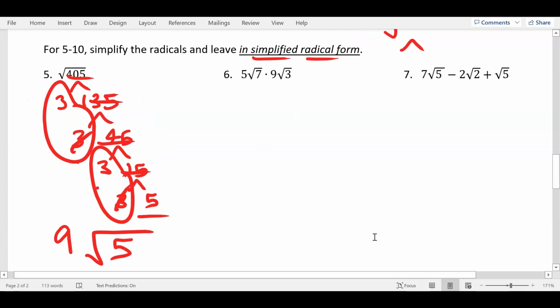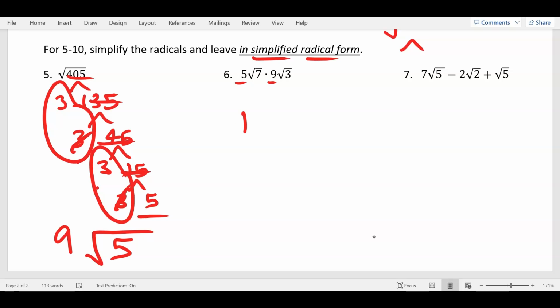On number 6, when you're multiplying outside times the outside, 5 times 9 is 45. And then inside times the inside, 7 times 3 is 21. Even if you try to break it down, 3 and 7 are the only factors. So that's actually it. 45 square root 21.